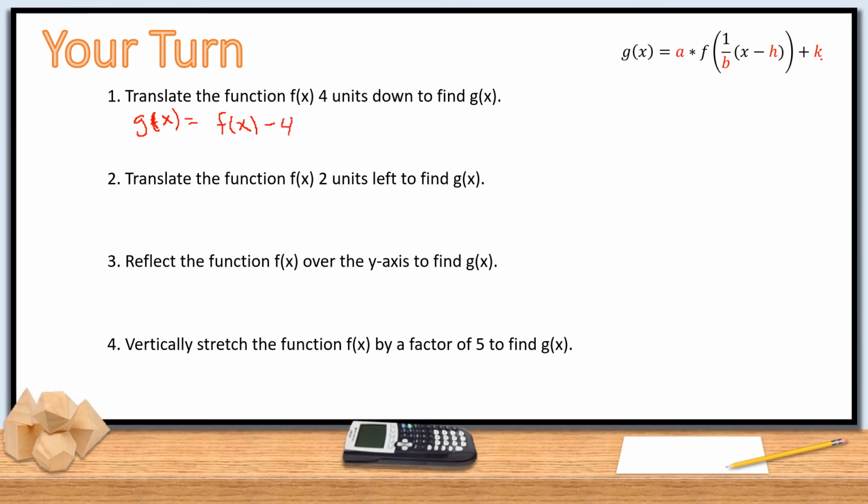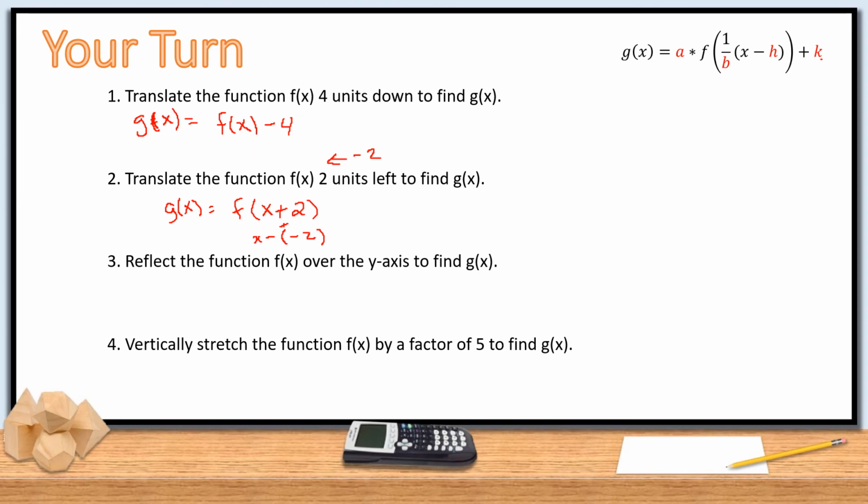2 units to the left, so that's our h value. Left is going to be negative on the number line, so it's minus 2. So g of x is f of x plus 2. The reason it's plus is that would be x minus negative 2, and those two together become a plus. And then the k value is still 0.